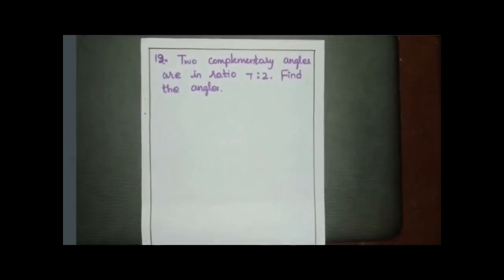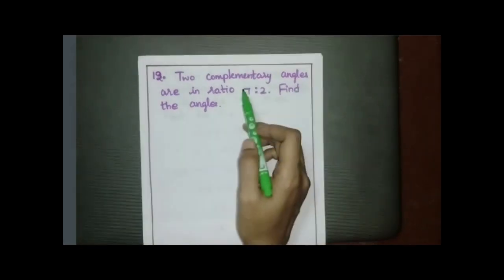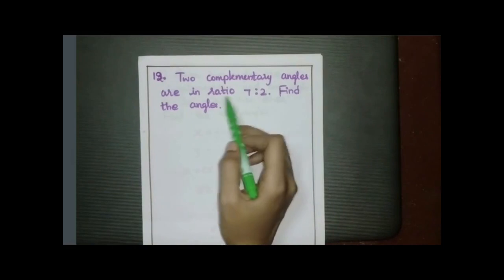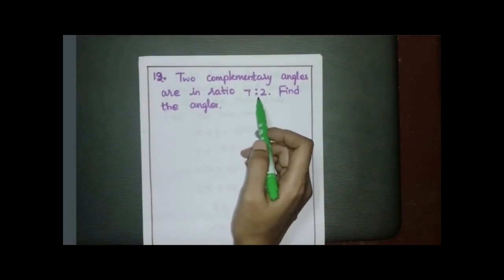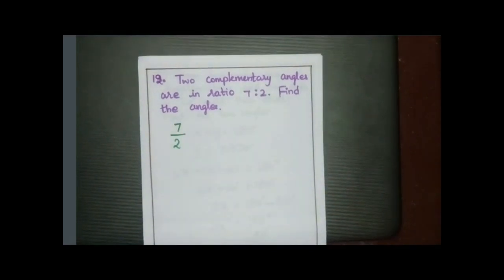Last problem. Two complementary angles are in ratio 7:2. Find the angles. So two complementary angles are in ratio 7:2. You have to find the two angles. So given two complementary angles are in ratio. What is ratio? Ratio is nothing but comparison of two quantities.